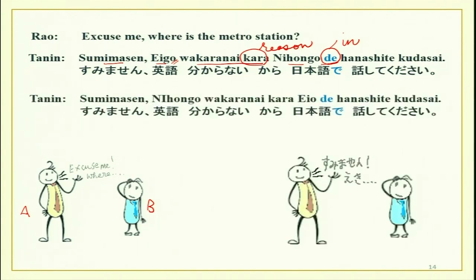And similarly over here, he's talking in Japanese and he's probably Rao-san and doesn't know. A-san is over here and B-san is here and he says something in Japanese. Sumimasen, eki. And where is the metro station in Japanese? Eki wa doko desu ka? And Rao-san doesn't know. He's just gone to Japan. And what does he say? Sumimasen, nihongo wakaranai kara eigo de hanashite kudasai.